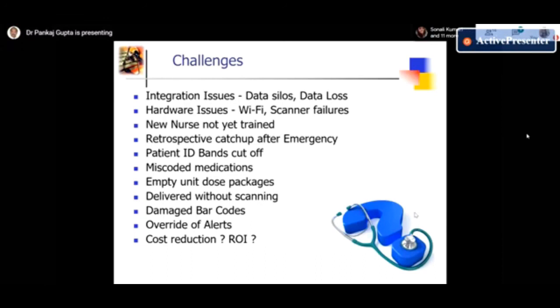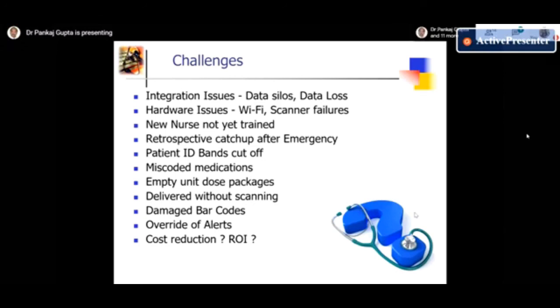Patient ID bands are cut off. The patient is feeling irritated, so he took it off. Miscoded medication: the print was not proper at the time of printing. Or the sachet or the bottle came empty, there is no medicine in it. It was delivered without scanning. Somebody delivered it, it was never scanned and it got delivered. Damaged barcodes: the barcode is not being read at all, what will you do?